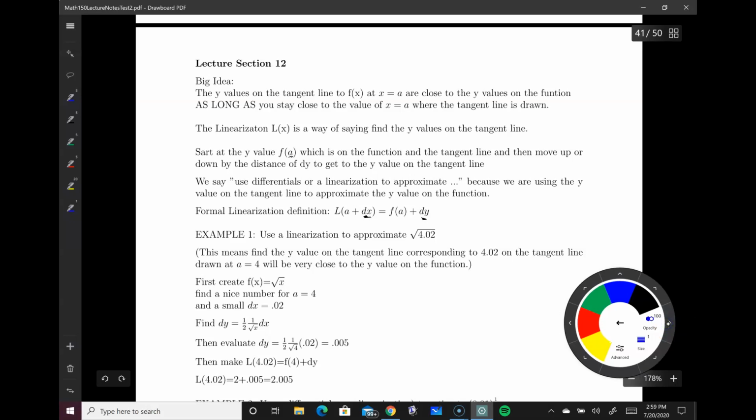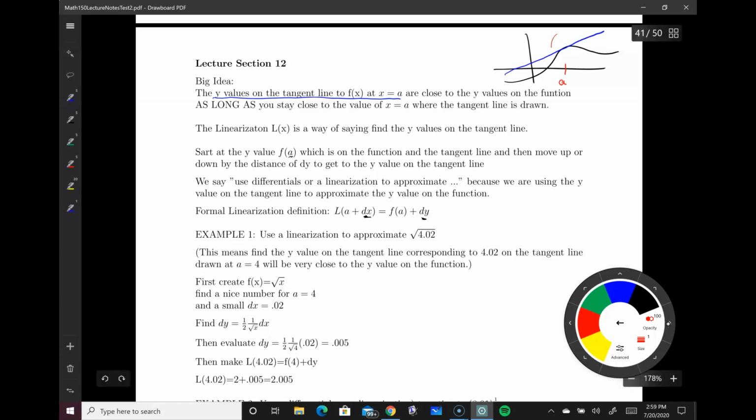All right, so what we're going to be looking at is the y values on the tangent line. So let me get a picture going here. If I have a function that looks like this, and I've drawn the tangent line here, a tangent line has to be talking about a specific x value. So there's your specific x value of a.